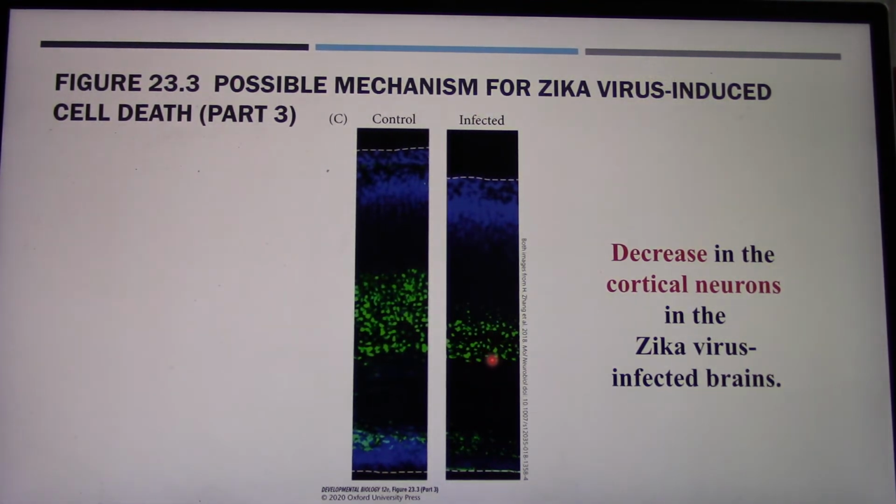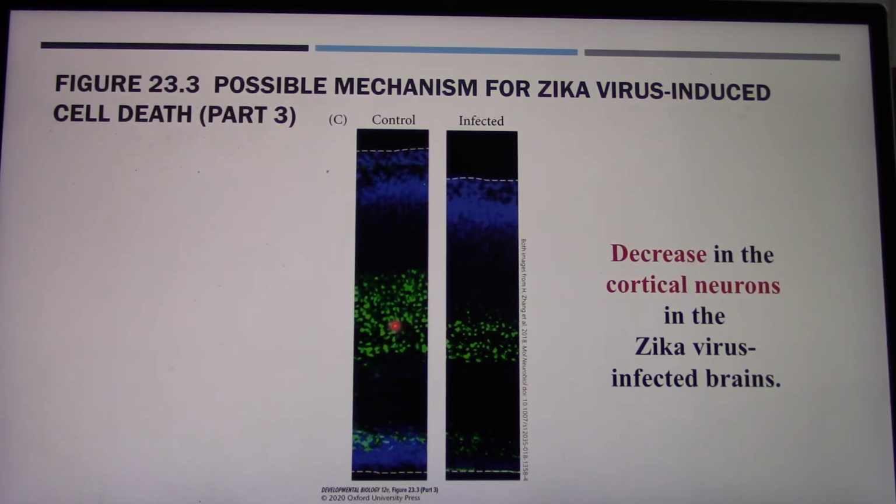And you can see that they're decreased by at least a factor of 2. So half the amount of cortical neurons in a Zika infected brain compared to a control brain. And that is why you get smaller brains and then you get smaller heads.